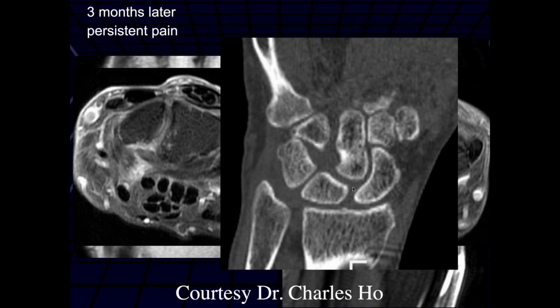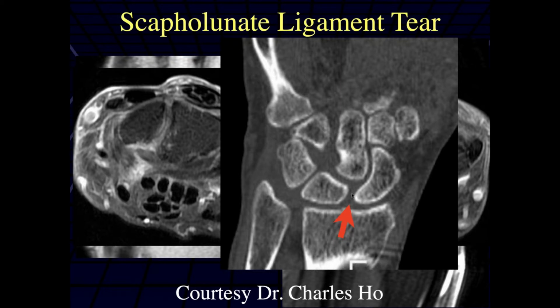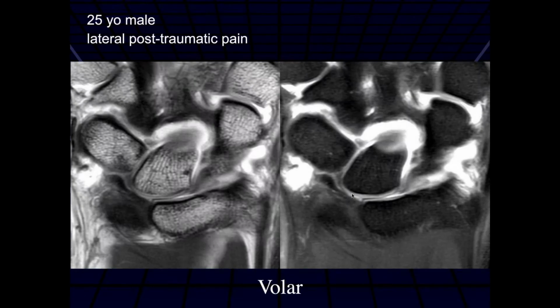Here we can see widening of the scapholunate interval. And so this was a complete tear of the volar and a high-grade partial tear of the dorsal, and also a tear of the membranous portion. So this was an unstable injury.